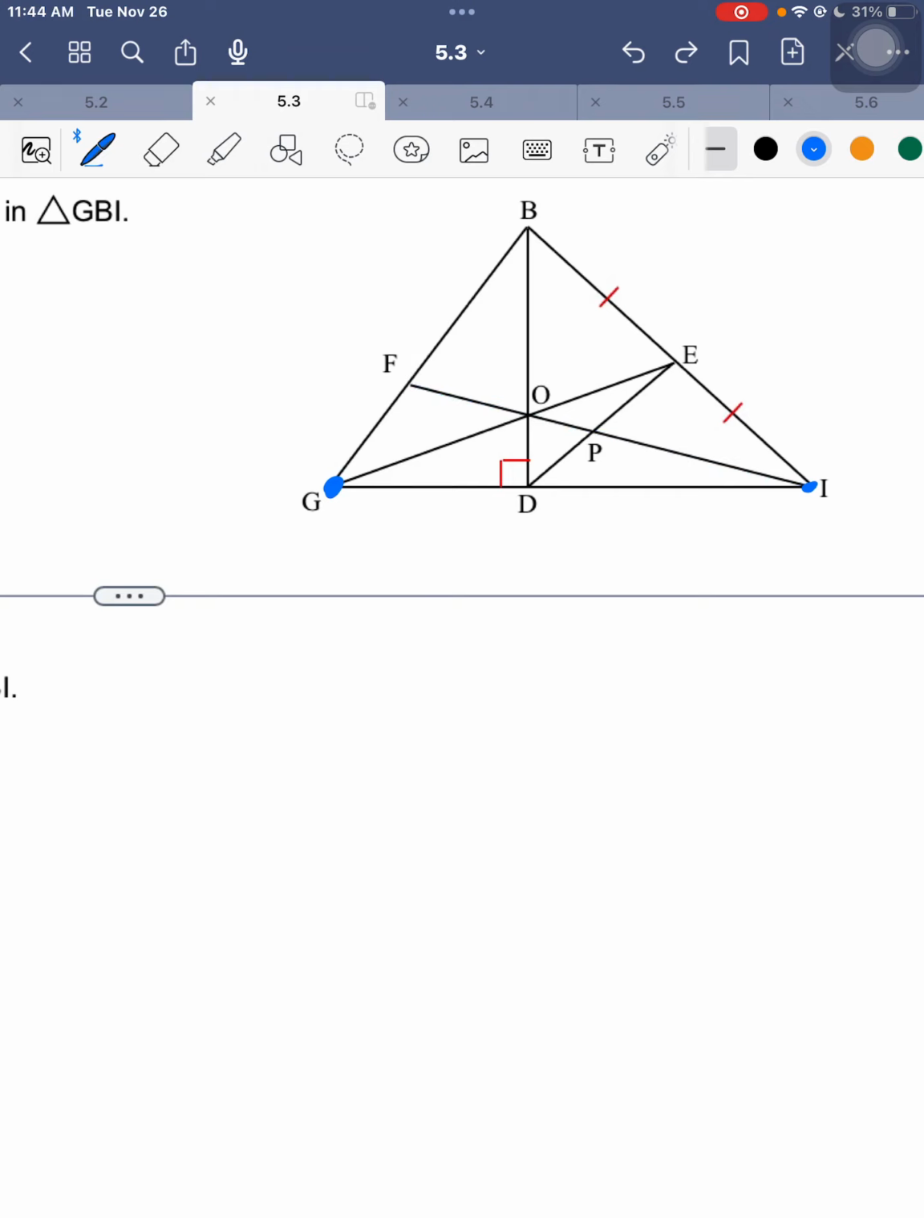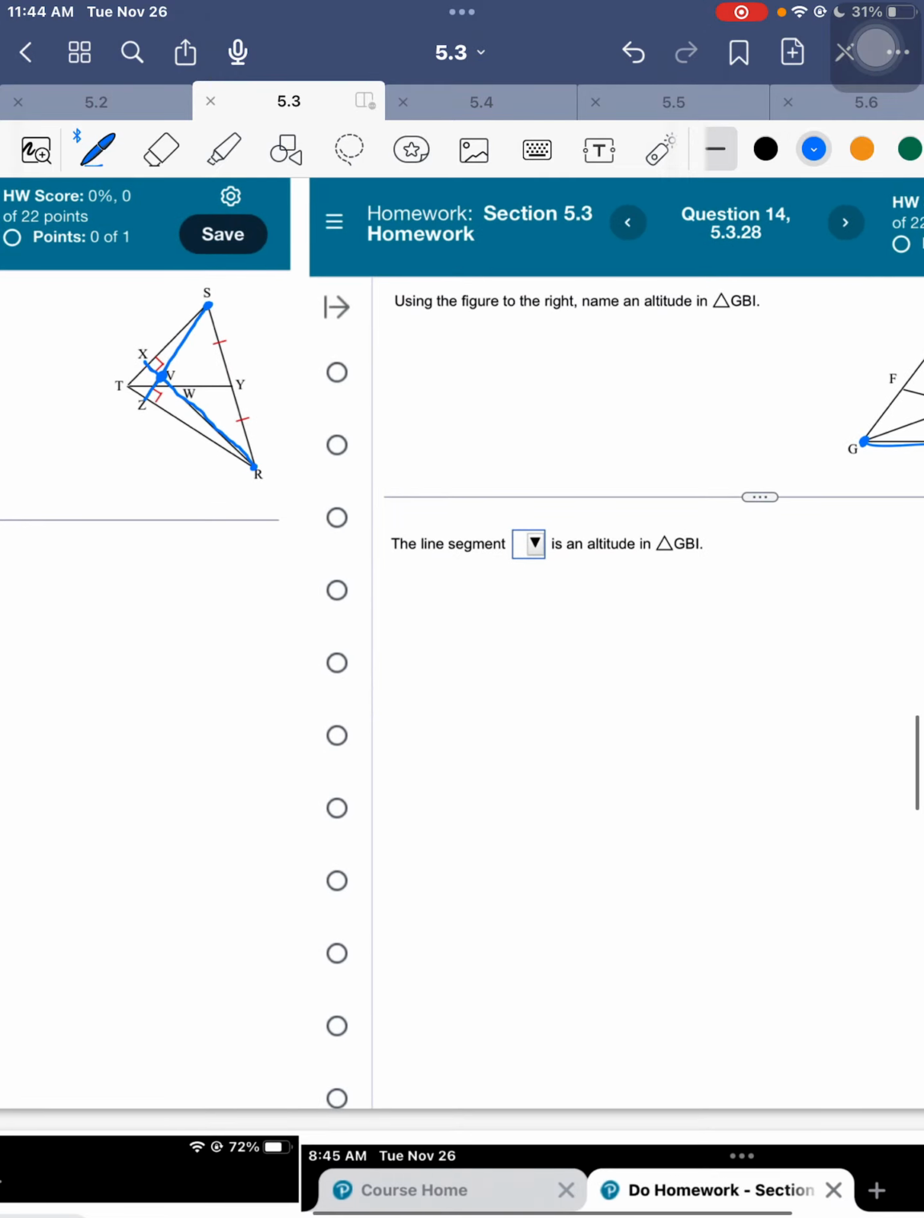Now let's take a look at the other vertex, B, down to the opposite side at a 90 degrees. So my answer is BD. That's it.